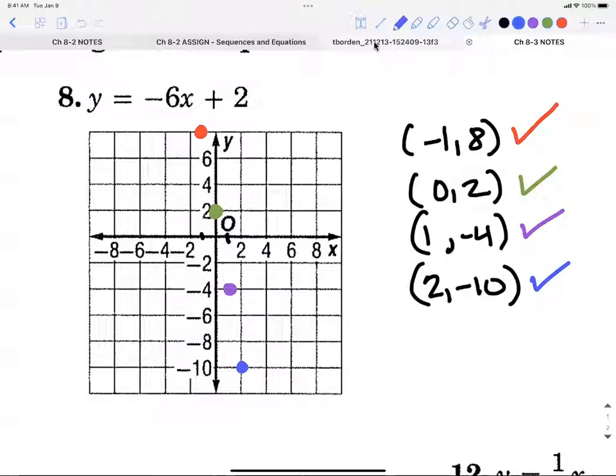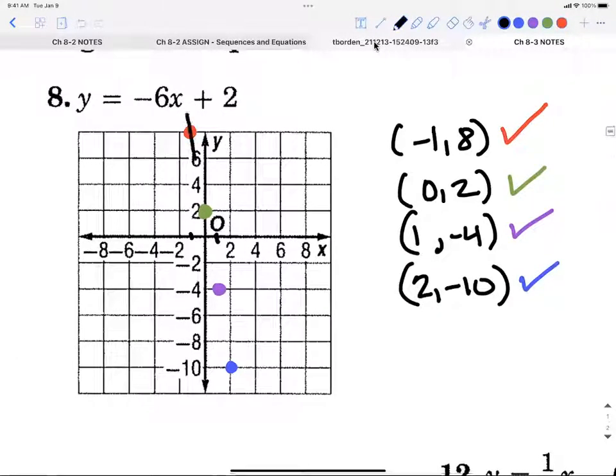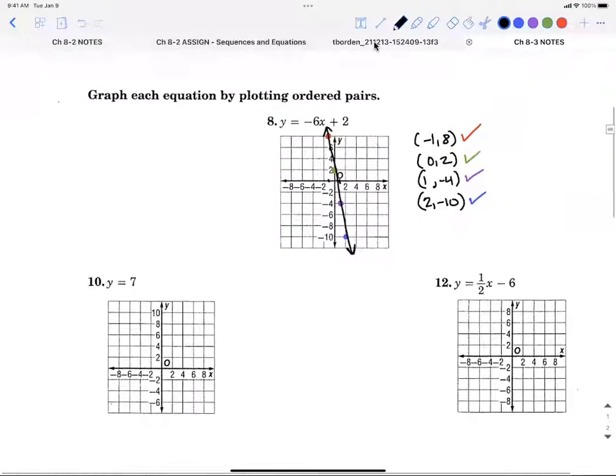Now, remember when I said when you're graphing a linear equation, you should have all of your points lined up on a nice straight line, and we do here. So when you connect all of these with a nice straight line, arrows on both ends, that is the graph that goes along with the linear equation y = -6x + 2.